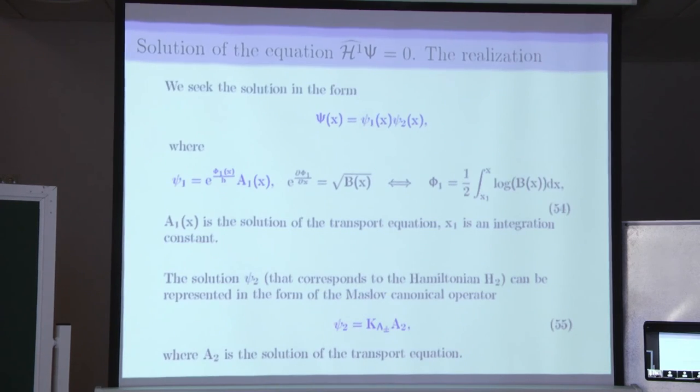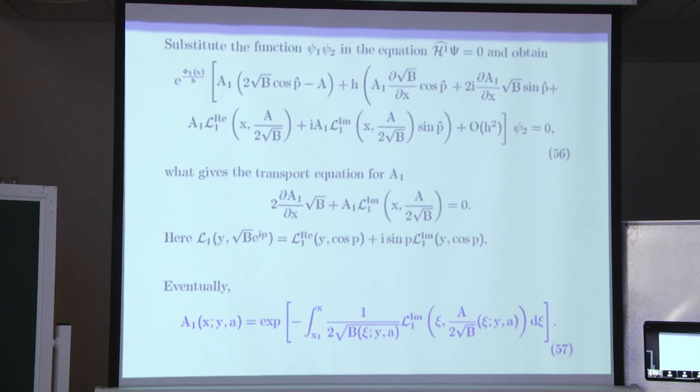So we expand our solution into the product, where psi 1 corresponds to the Hamiltonian H1, psi 2 corresponds to the Hamiltonian H2. For psi 1, we have a WKB approximation. For psi 2, we seek the solution in the form of the Maslov canonical operator. And the answer is the following.